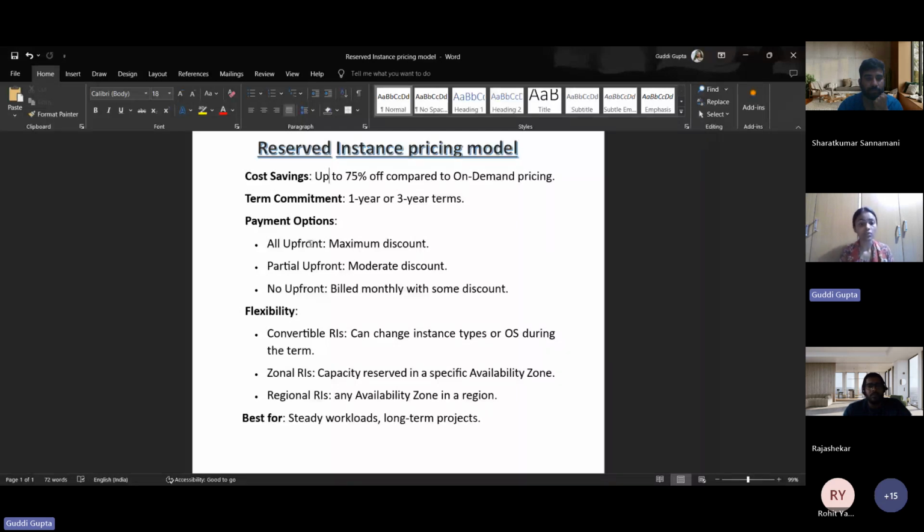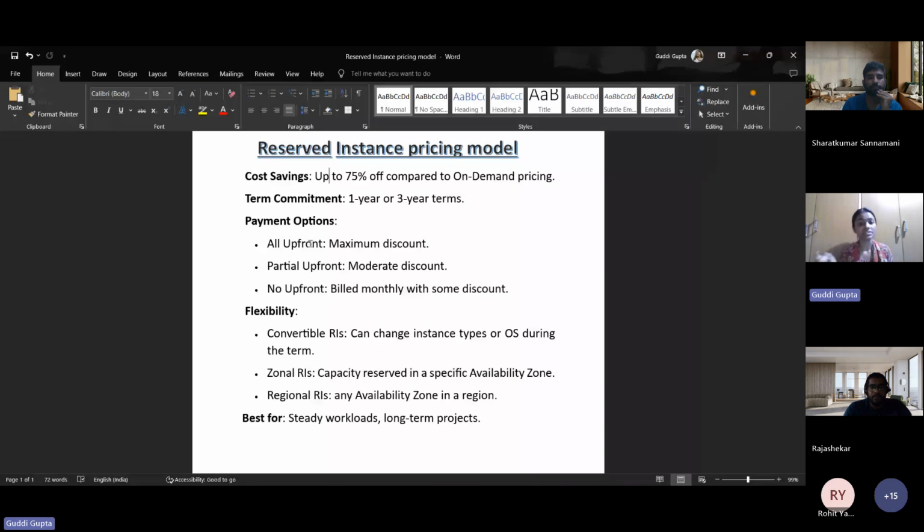The third one is no upfront: we do not pay the whole money at the beginning, nor in parts, we pay monthly. Here we still get a discount compared to on-demand services, but it is less compared to the other two.